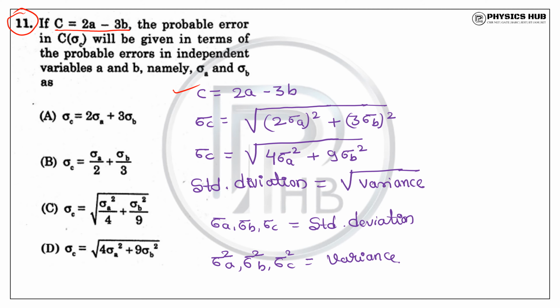So given C is equal to 2A minus 3B, we can find standard deviation, which is equal to square root of variance. So sigma C is equal to square root of 2 sigma A square plus 3 sigma B square. That is, sigma C is equal to square root of 4 sigma A square plus 9 sigma B square. That is in option D. So option D is the correct answer.